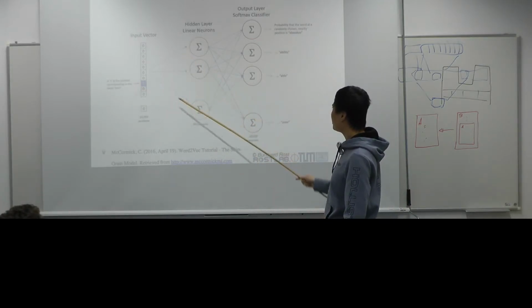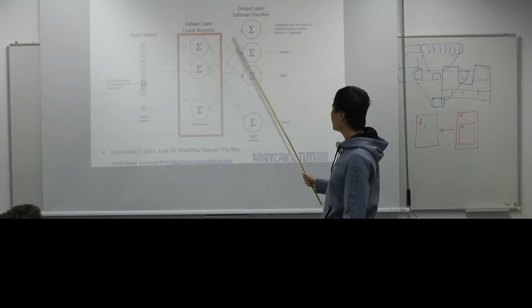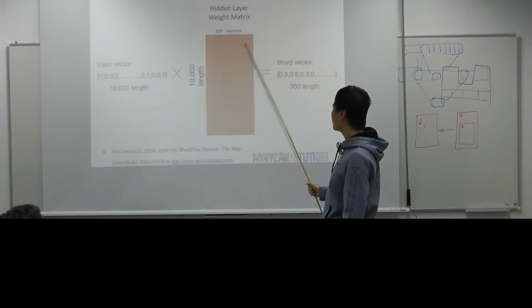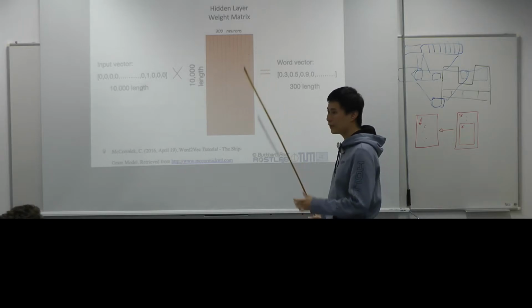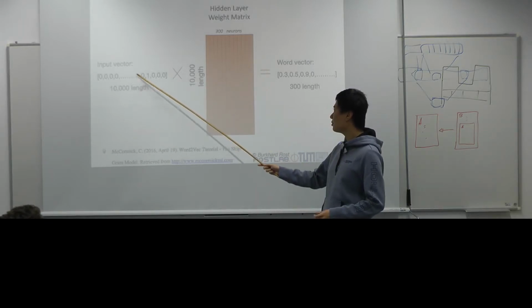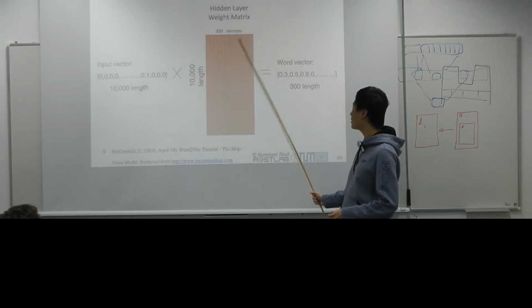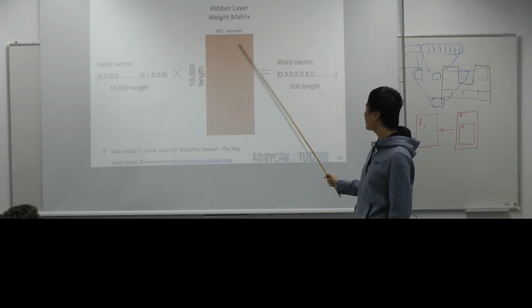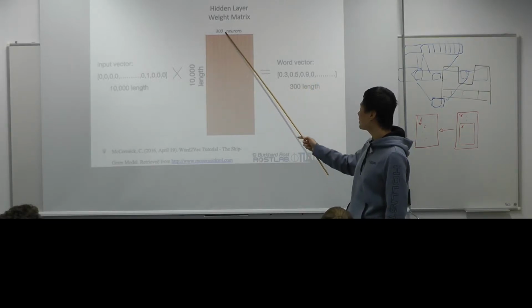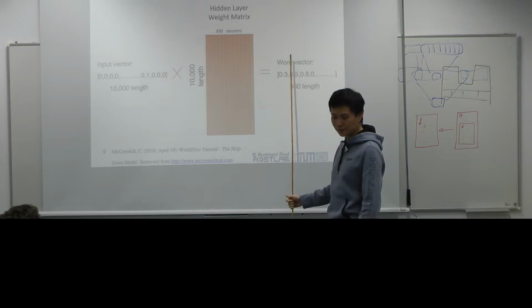After you train the neural network, you will have the hidden layer weight matrix, and you take this out and use it to create the word vector. Basically, you have the input vector, and you multiply it by the hidden layer weight matrix. Then you will have the word vector. So the length of the word vector will equal the number of neurons in the hidden layer.